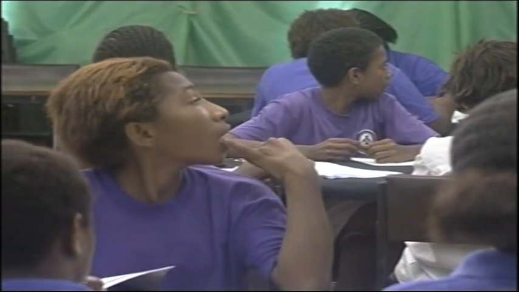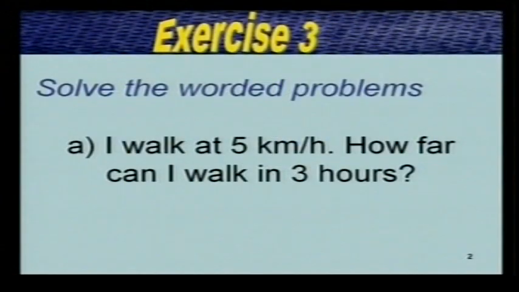15 kilometers per hour. What does per mean? 15 kilometers every hour. Okay, per means every, one, all right? Is she correct in saying per hour? Okay. All right, what should it be, class? 15 kilometers in 3 hours, okay?